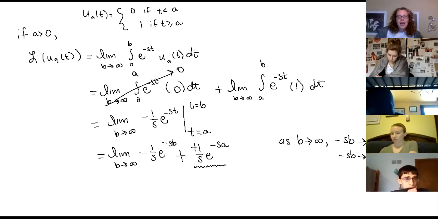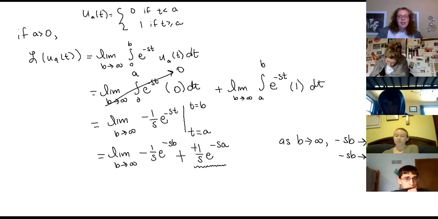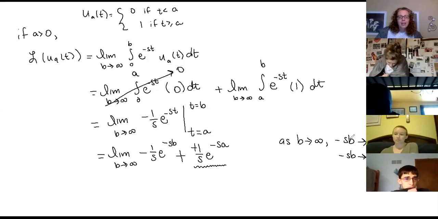So if s is negative, then this part right here, there's a negative out in front, there's another negative, and then there's a positive, right? One more time. If s is negative, there's a negative out in front, there's a negative right here, and then there's a positive. So this is going to go to positive infinity.